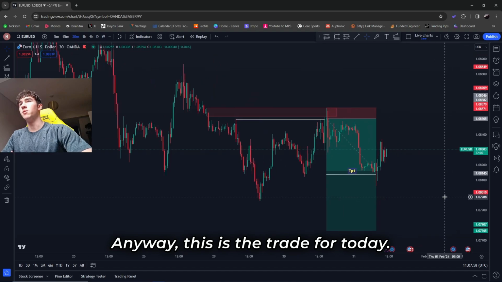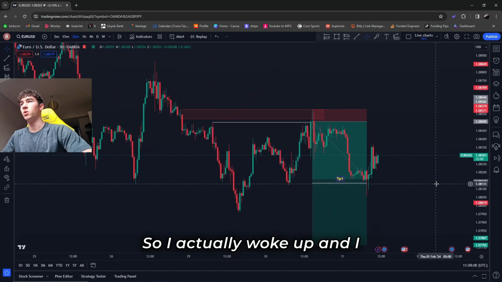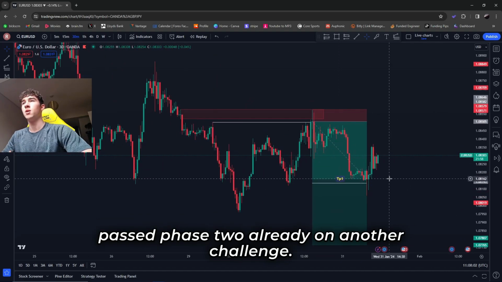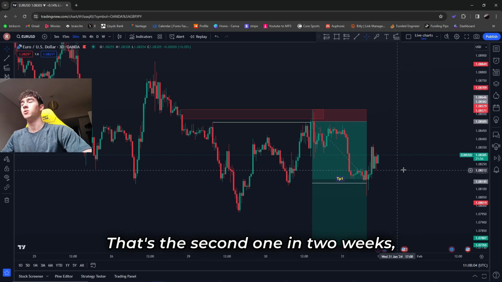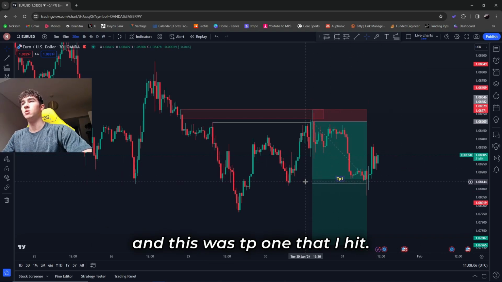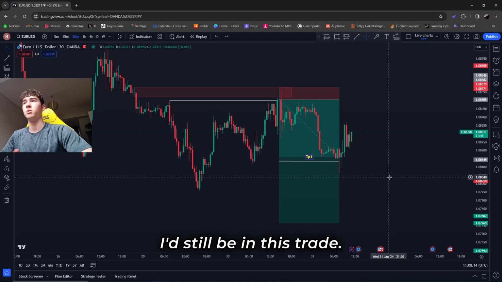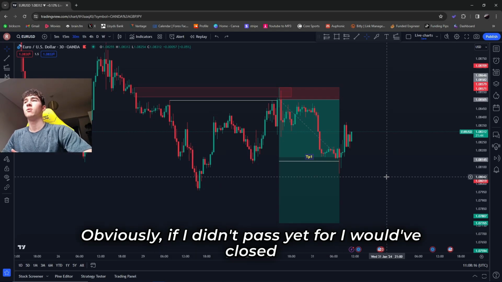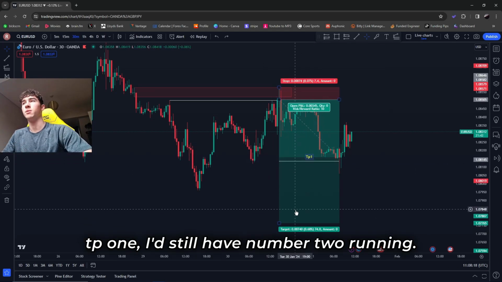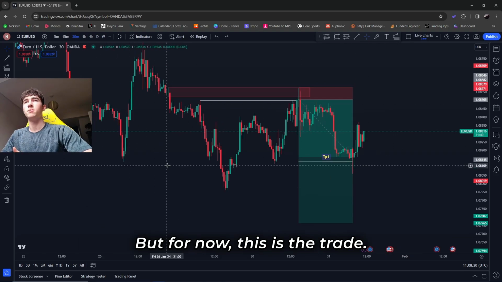Anyway, this is the trade for today. I actually woke up and I passed phase 2 already on another challenge. That's the second one in 2 weeks, and this was TP1 that I hit. I'd still be in this trade, obviously, if I didn't pass yet. I would have closed TP1 and still have number 2 running. But for now, this is the trade.